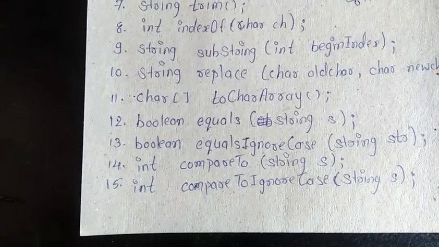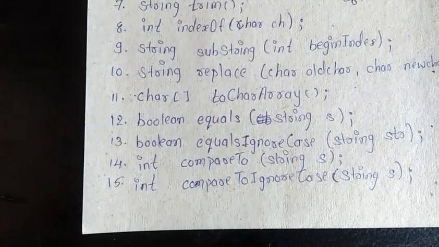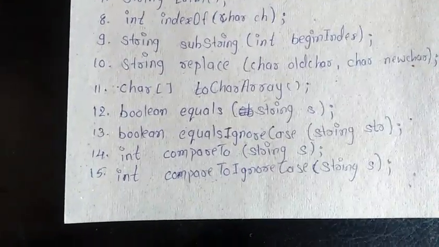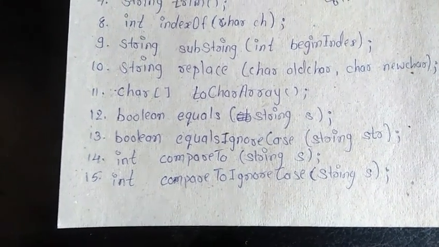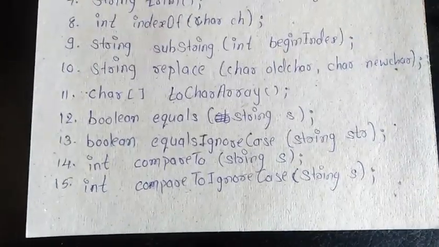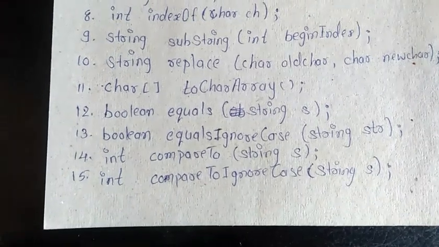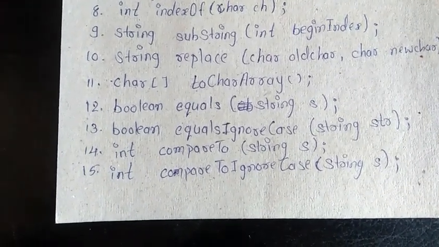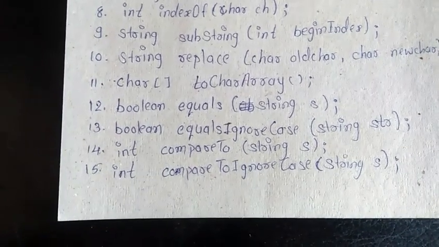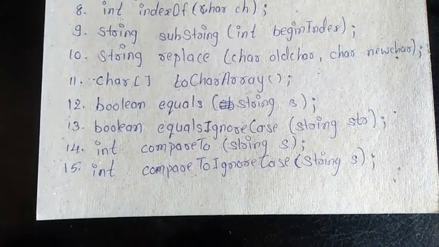Now the next method is compareToIgnoreCase. compareTo is a case sensitive method and compareToIgnoreCase is a non-case sensitive method, means capital A and small a is equal for it. It also returns an integer value. It returns 0 if both the strings are equal, returns a positive value if the first string is greater than the second string, and returns a negative value if the second string is greater than the first string.